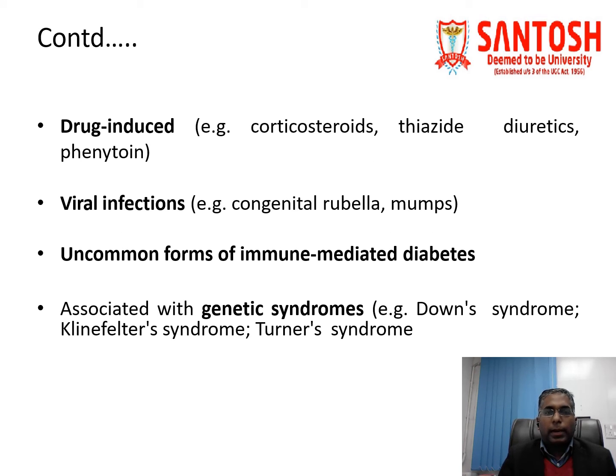Sometimes drug-induced hyperglycemia is also seen in patients who are taking corticosteroids, thiazide diuretics, or phenytoin. Certain viral infections pose a risk of developing hyperglycemia or diabetes in later life, like congenital rubella or mumps. Uncommon forms of inherited diabetes also exist, and sometimes diabetes is associated with a genetic syndrome like Down syndrome, Klinefelter syndrome, or Turner syndrome.